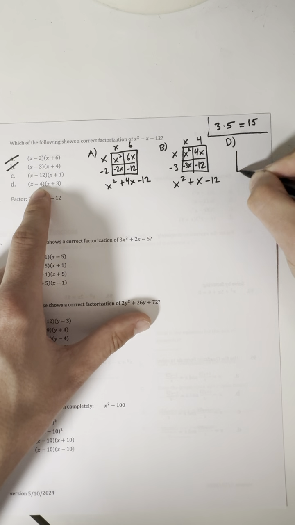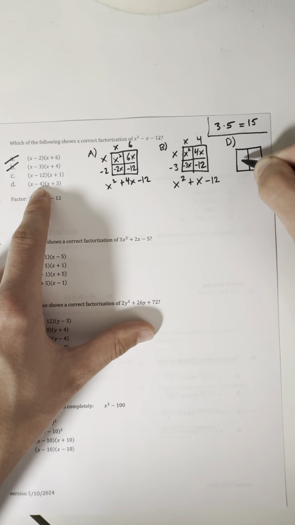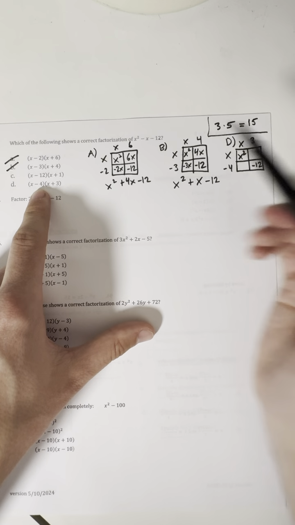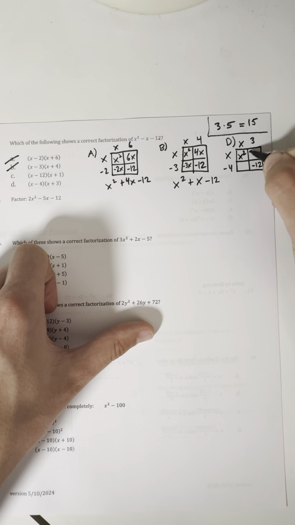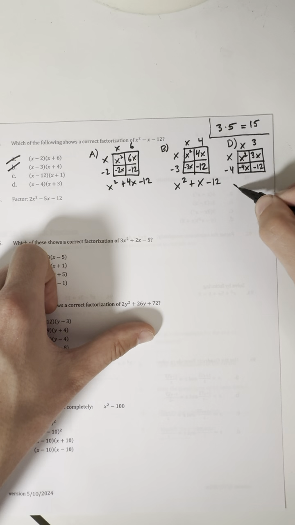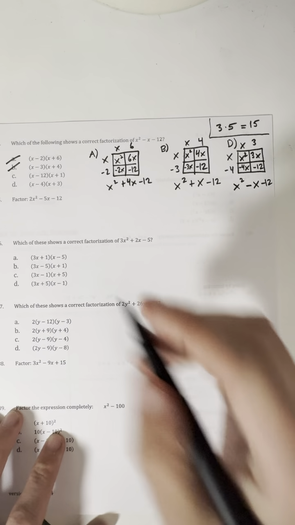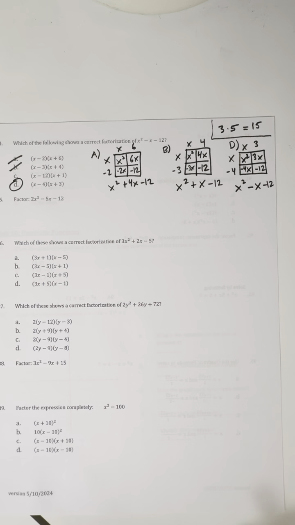So, box method, I have x minus 4 times x plus 3. This is x squared. I'm going to jump around a little bit. This is negative 12. X squared and negative 12. Okay, those look right. Now, x times 3 is 3x. Negative 4 times x is negative 4x. This gives me x squared, and then these combine to make minus 1x minus 12. That's exactly what I wanted. So D is the correct answer.